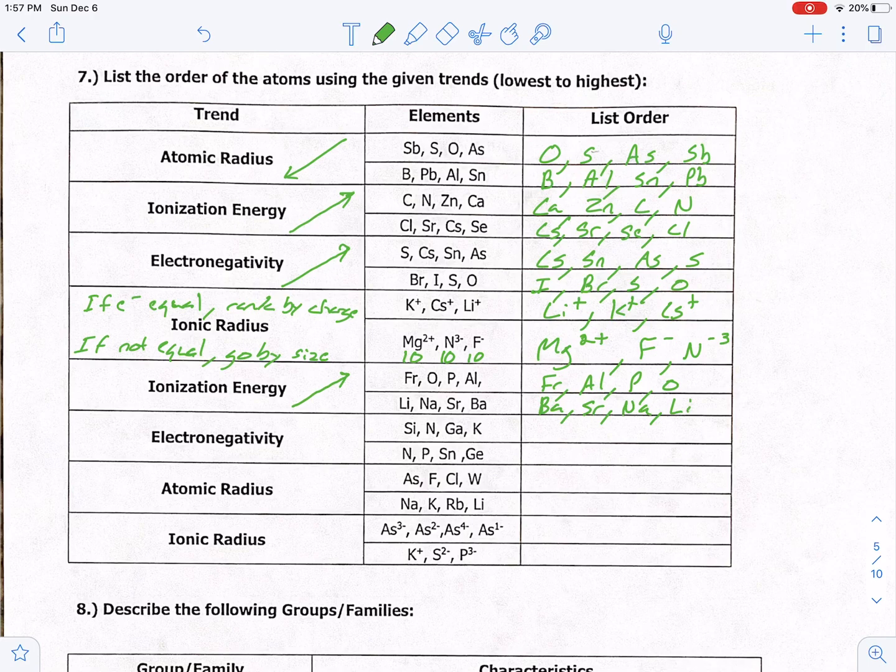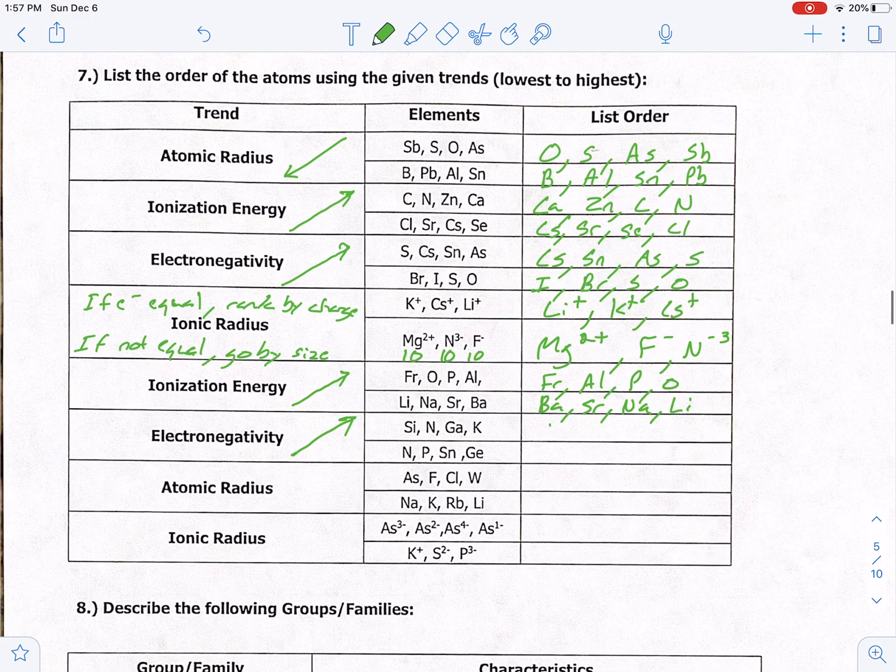Okay, electronegativity. Again, we're going from smallest to largest, so it's going to be up to the right. So it's going to be K, Ga, Si, then N. The next one is going to be Sn, Ge, P, and then N. If you need to, pause those before I write down the answers so you can look for yourself, go for it.